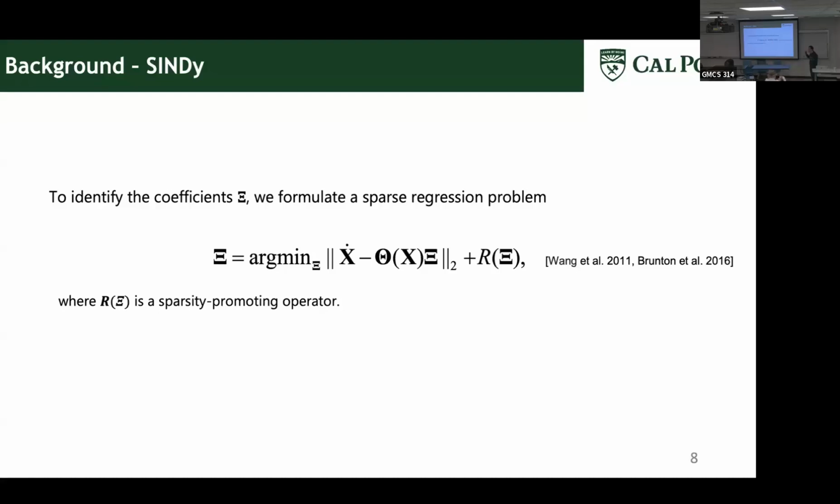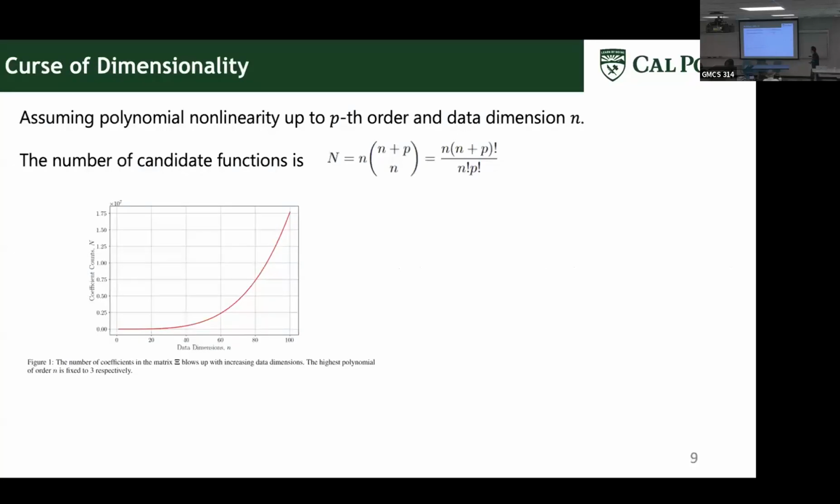This R will help us promote the sparsity of the matrix Xi, our coefficient matrix. And our goal here is to find this kind of sparse Xi matrix, giving us the best approximation of the vector field. All right. So that's the matrix formulation of SINDy.